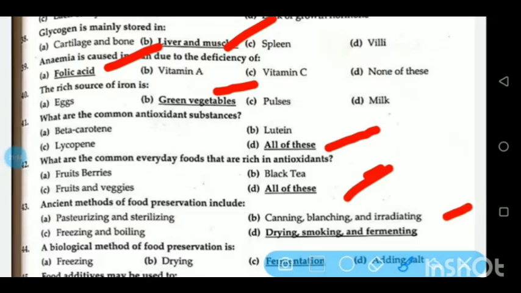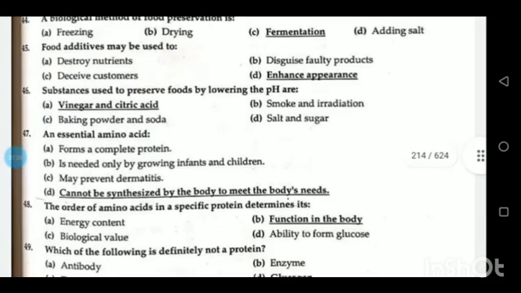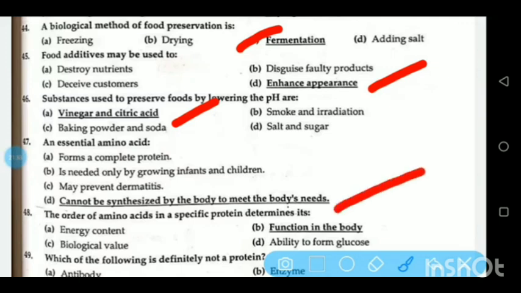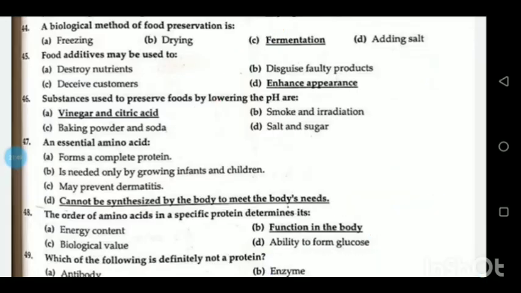Ancient methods of food preservation include drying, smoking, and fermenting. A biological method of food preservation is fermentation. Food additives may be used to enhance appearance. Substances used to preserve foods by lowering the pH are vinegar and citric acid. An essential amino acid cannot be synthesized by the body to meet the body's needs. The order of amino acids in a specific protein determines its function in the body.